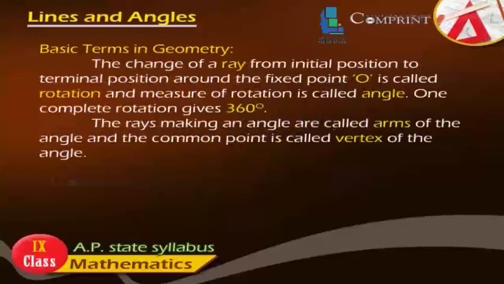The change of a ray from initial position to terminal position around the fixed point O is called rotation, and the measure of rotation is called angle. One complete rotation gives 360 degrees. The rays making an angle are called arms of the angle, and the common point is called the vertex of the angle.